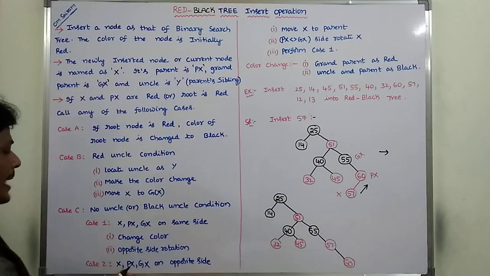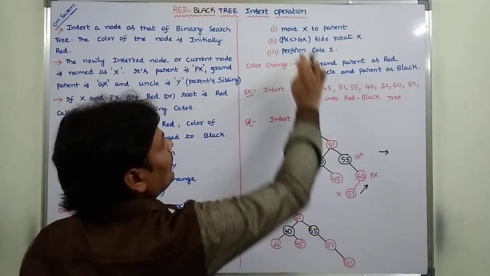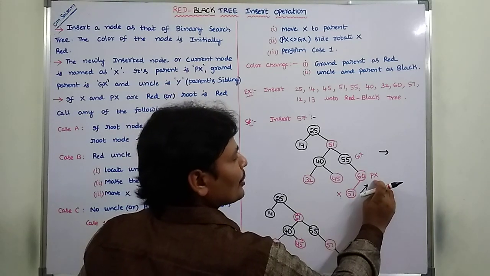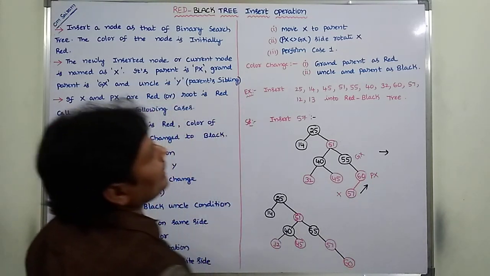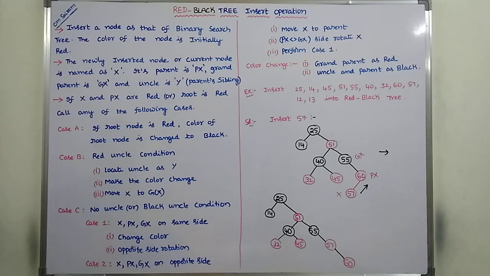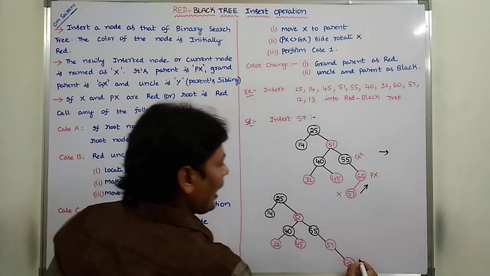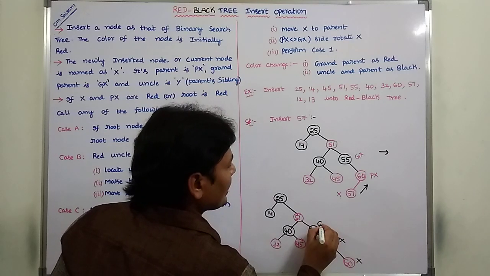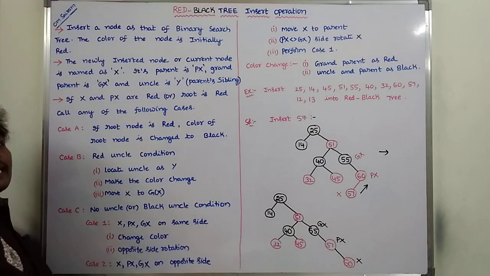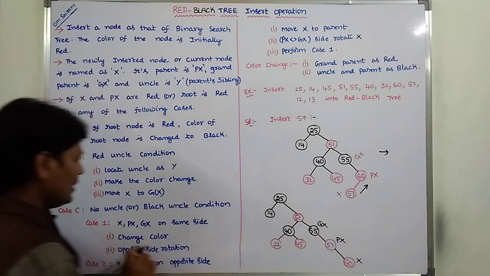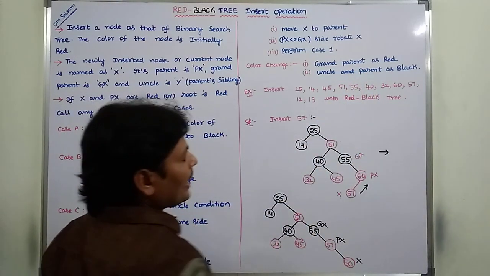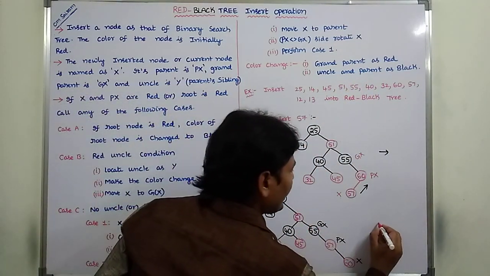After X, Px, Gx on the opposite side, first we have to move X to the parent. Move X means 57 goes to parent, parent goes down. Then we are getting this one. Then perform case 1. This is case 1. Now this is X and this is Px and this is Gx. X, Px, Gx on the same side. Change color. What are the colors we have to change? Grandparent as red. So now this grandparent is red.